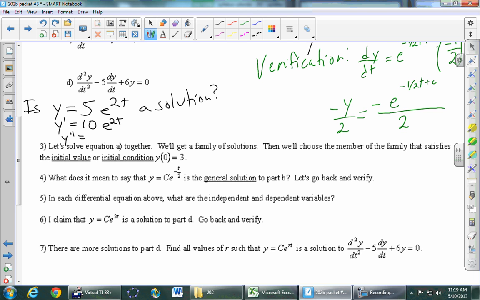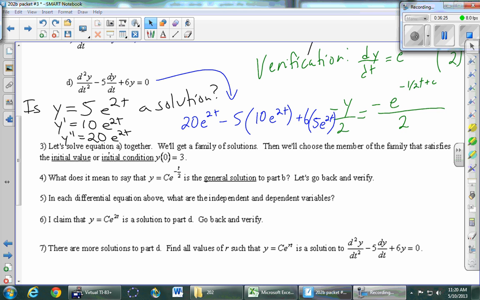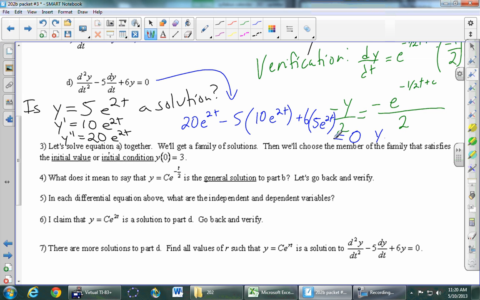Second derivative, 20e to the 2t, right? Times another 2. So now we got to see if it actually works. You're going to take those three things, you're going to plug them into that equation, see if you get 0. Go ahead, take a moment, plug everything into the equation, see if we get 0. So does it work? Is it equal to 0? It is equal to 0. So yes, we have a solution. 5e to the 2t, wherever it came from, is a solution. Okay? So it's hard to solve differential equations, but it's easy to verify that something is a solution.